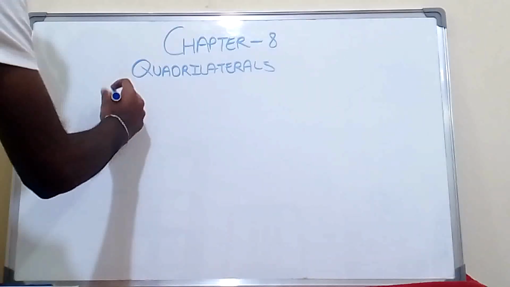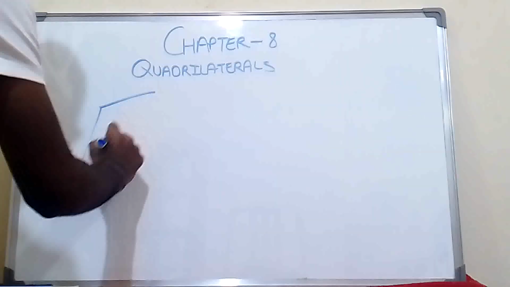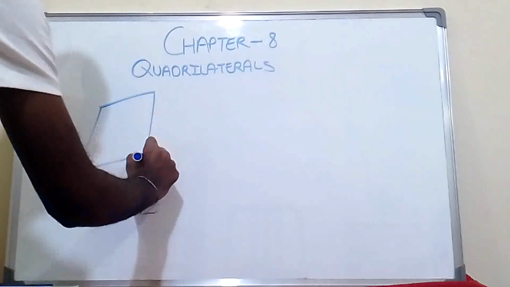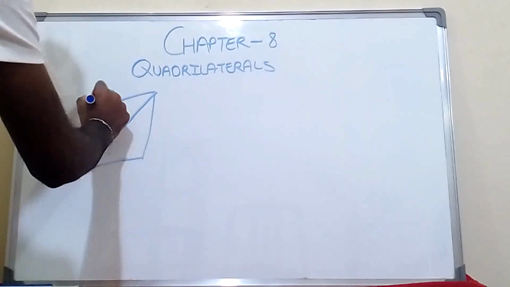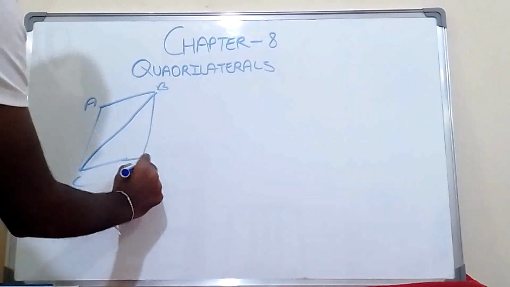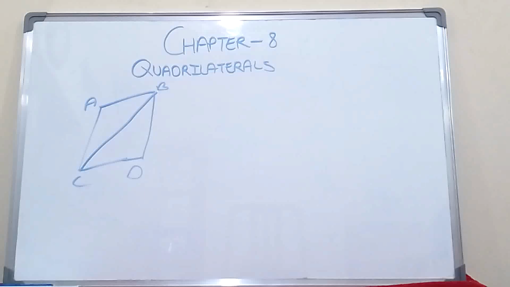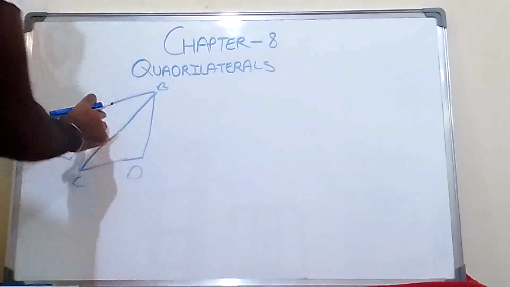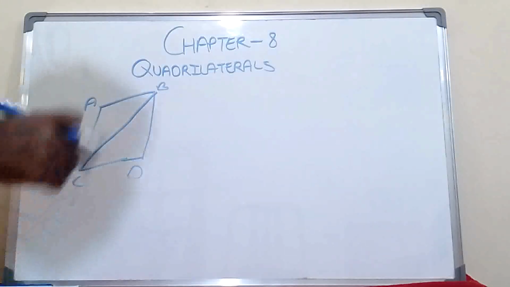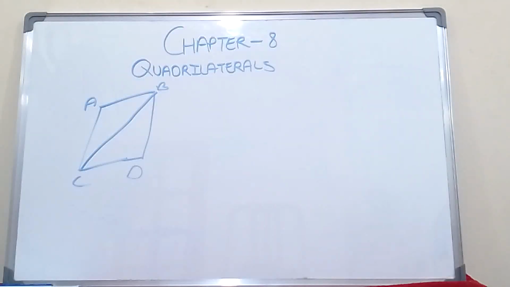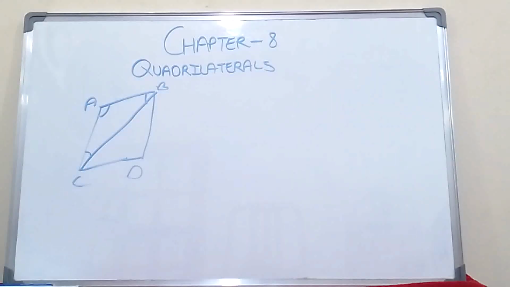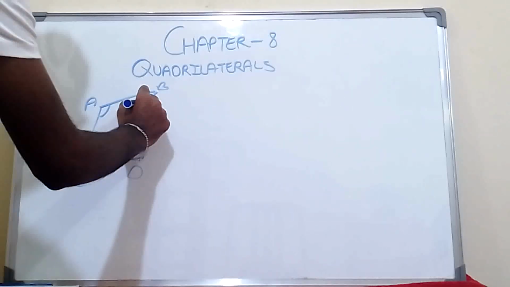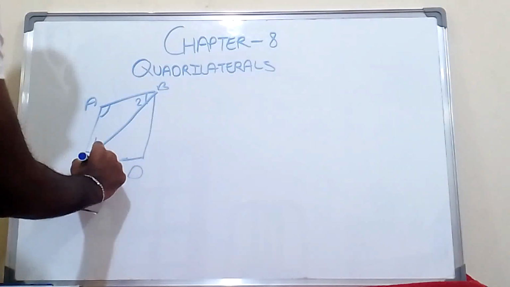For example, if we take a quadrilateral like this, and then we draw a diagonal. We name it A, B, C, D. So here we have drawn a quadrilateral and there's a diagonal, and the diagonal cuts the quadrilateral into two triangles, and we know the angle sum property of a triangle, that this angle plus this angle plus this angle will be 180 degrees. So let us note this as angle 1, this angle 2, and we'll note this as angle 3 and angle 4.